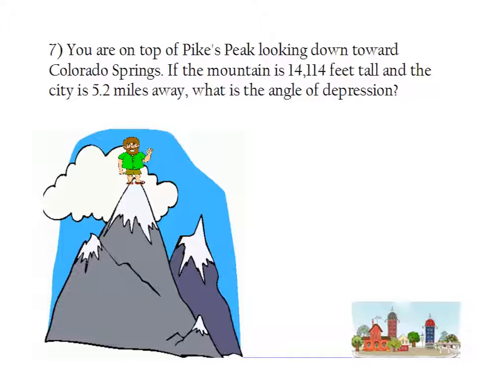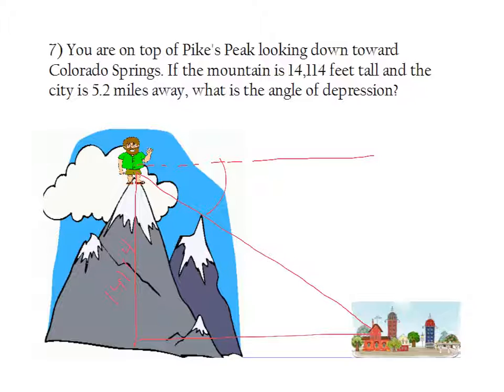You're on top of Pikes Peak looking down towards Colorado Springs. If the mountain is 114 feet tall, the city is 5.2 miles away. What is the angle of depression? So you draw in the triangle, but keep in mind the angle of depression is really going to be this angle, which is not in my triangle, but I can get to it.